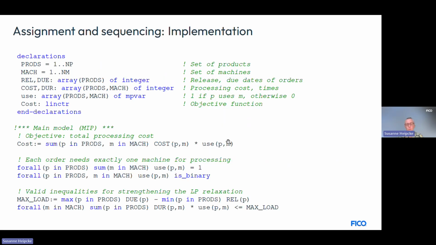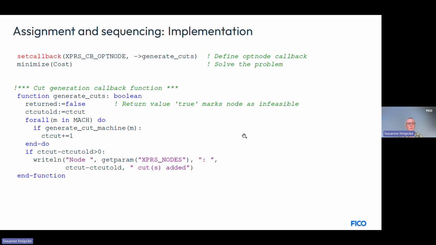What this looks like: well, I've got a MIP model. I'm not going to go into detail. What I'm interested in here is that I'm setting a callback for Xpress Optimizer, and the implementation of this callback function is generating a call for the different machines. This generate cut then calls the CP model. I've not shown it here, but the counter says whether we have added cuts or not.